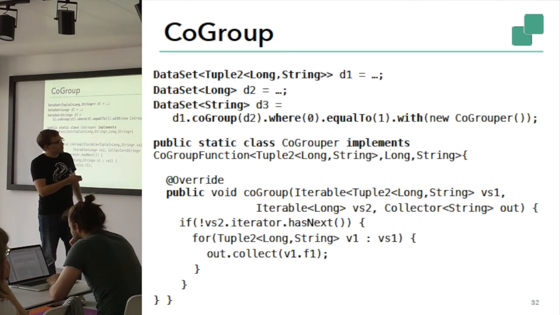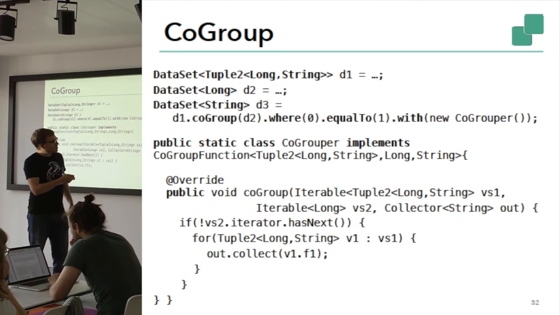And then we call the CoGrouper here, which implements the interface CoGroup, with Tuple2<Long, String> for the first input, Long for the second input, and the result is a String, so the result data type would be String. You see in the interface the method is called coGroup. We have an iterable over the Tuple2<Long, String> data type, another iterable over the long value, and a collector for the strings.